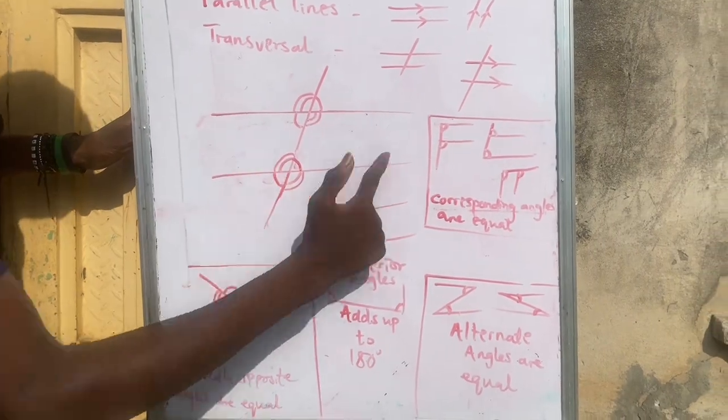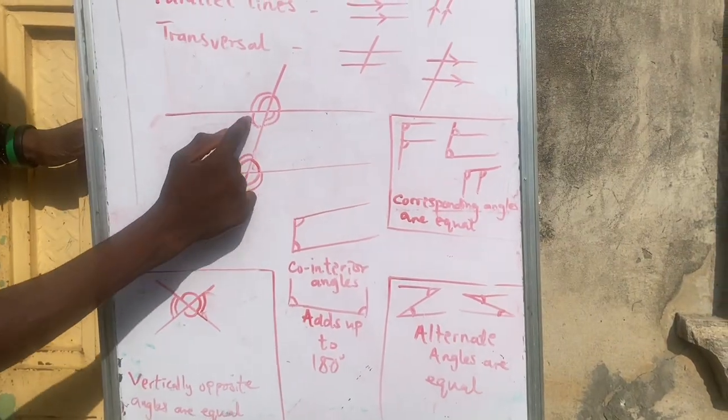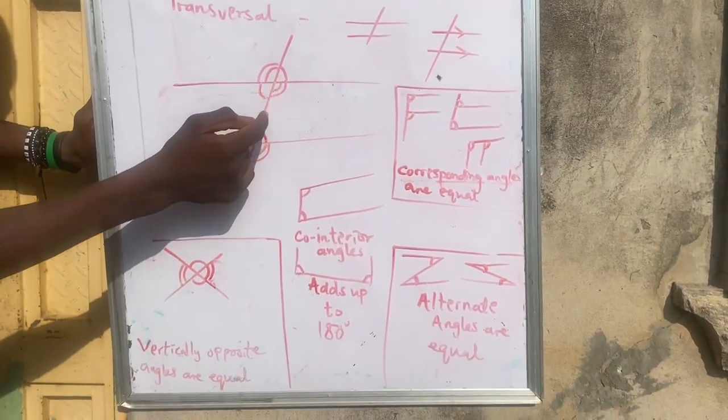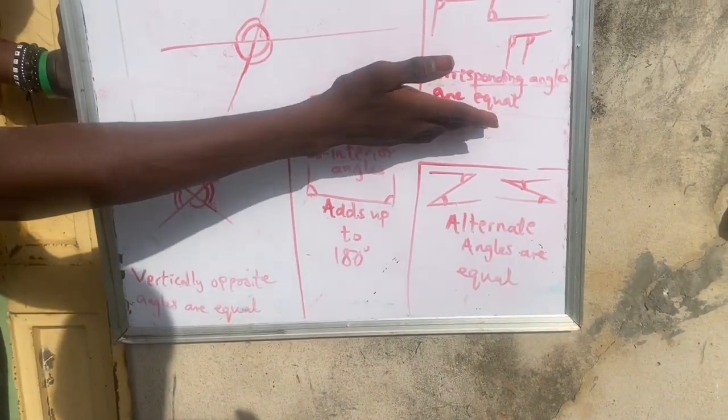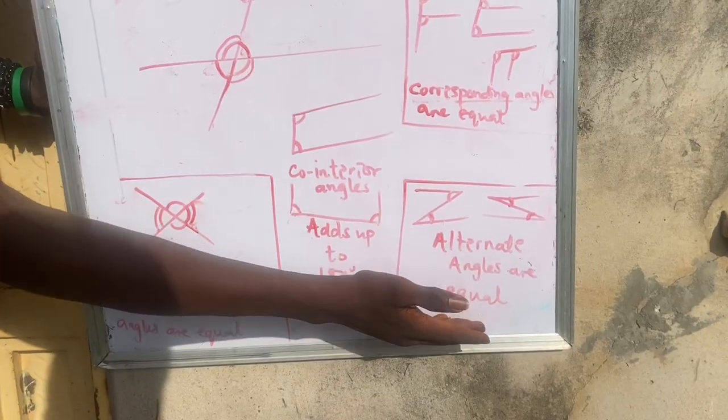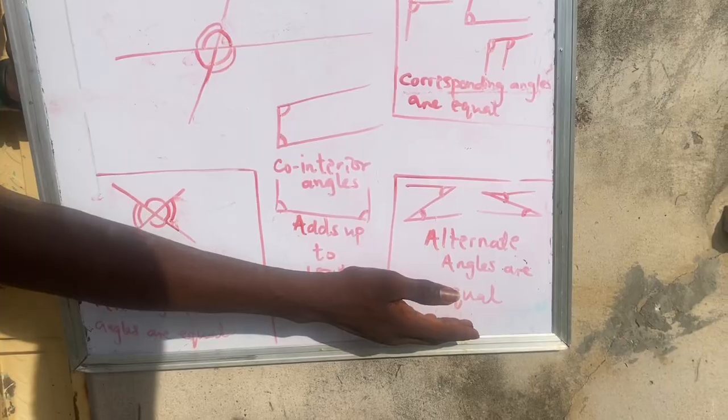This is another letter Z facing the left. So this angle here is the same as this angle. This angle here is the same as this angle. These are alternate angles. They are equal. Corresponding angles are equal, F-shaped angles. Alternate angles are also equal, Z-shaped angles.